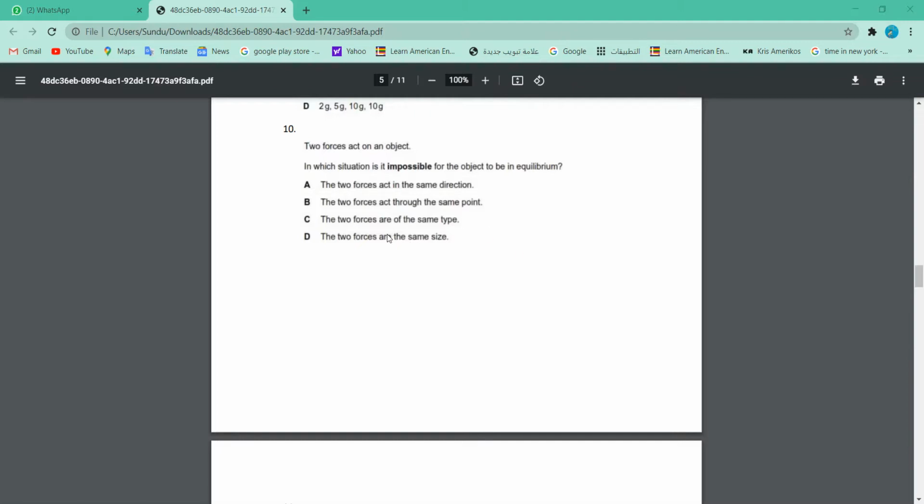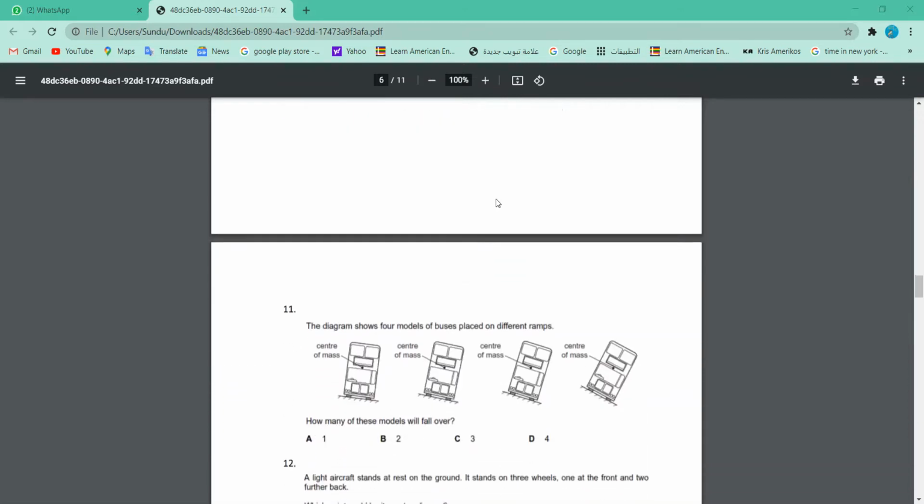Point C, the two forces are of the same type. So even if they are of the same type, the object can be in equilibrium, if they are in the opposite direction. The two forces are the same size. Yes, if they are the same size, provided they are in the opposite direction, they can cancel out each other and the object can be in equilibrium. So it is only option A in which the object cannot be in equilibrium.